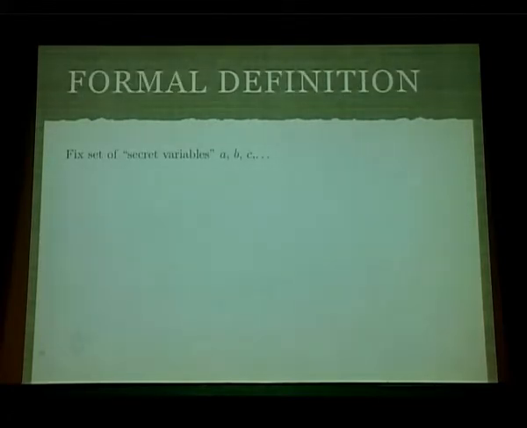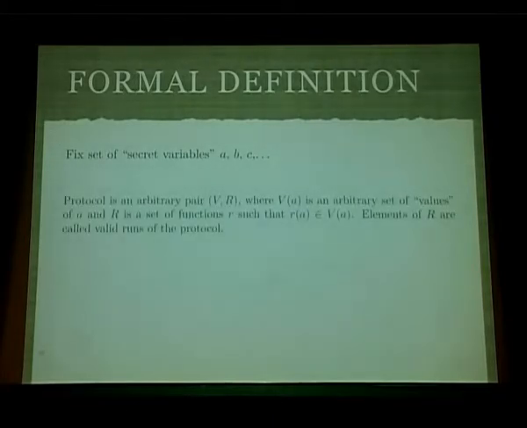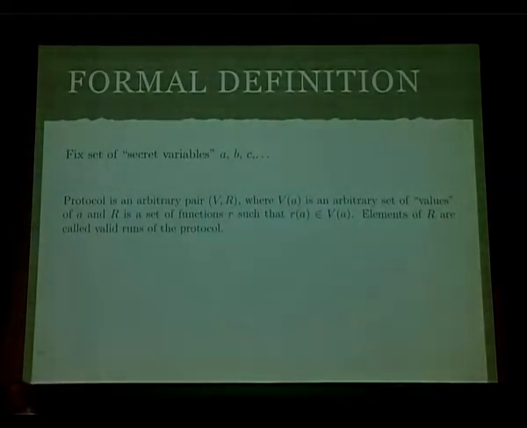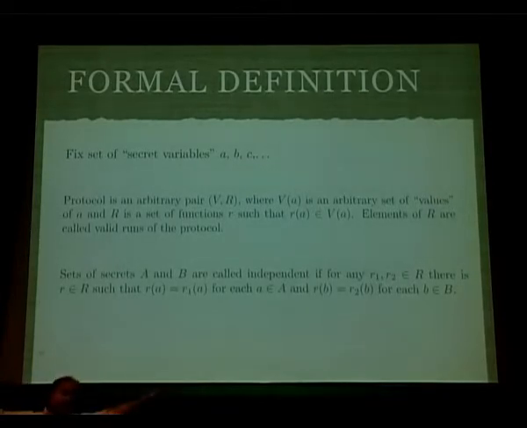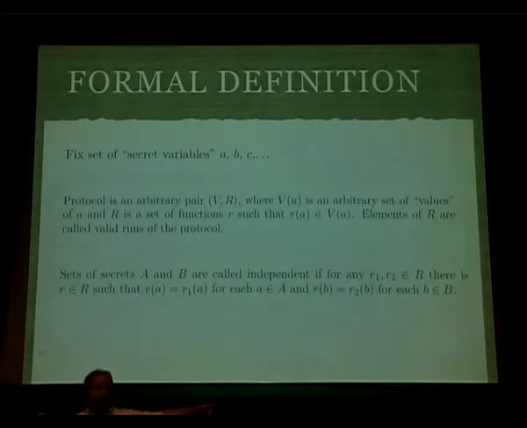More formal definitions: we have a set of variables, like secrets. A protocol is just a specification of what kind of values those variables can have, and what are the legitimate combinations. Those legitimate combinations of different values of variables will be called runs of a protocol. 2 sets are independent if you pick a certain run for one set and another run for another set, and those values can happen together on a third run. So you pick a width from one rectangle, a height from another rectangle, and they can happen together on a third rectangle.